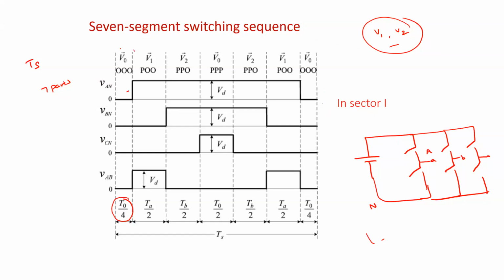So it starts with V0 vector, which is on for T0 period of time, and after that, right? V0 vector is 000. We have two options: either we can select V1 vector or V2 vector. V1 vector is P00 and V2 vector is PP0. So why have we selected this V1 vector?